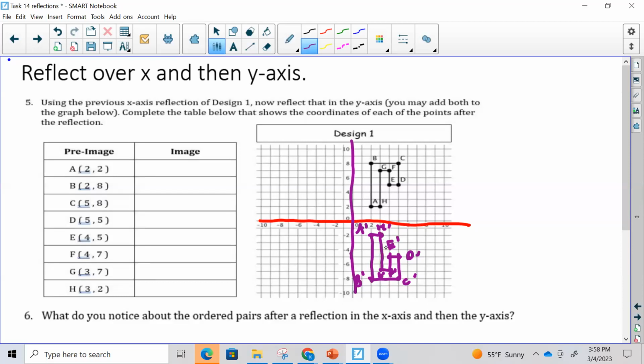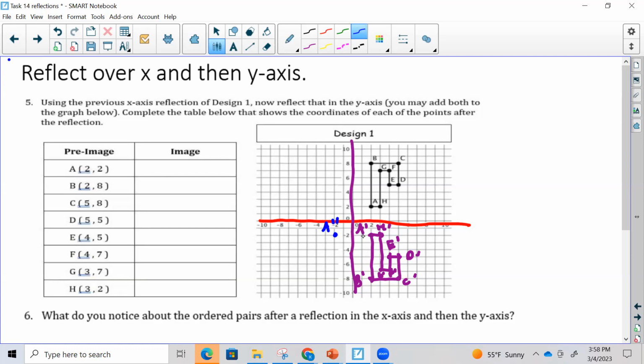So I'm going to now reflect this new image, this purple one, over the y-axis to get the last one. So I'm going to reflect this new figure over my y-axis. So A, if I count, is 2 to the y-axis. And then I'm going to count 2 on the other side. So this would be my new A. And if we reflect it twice, we put 2 apostrophes, so it would be A double prime.